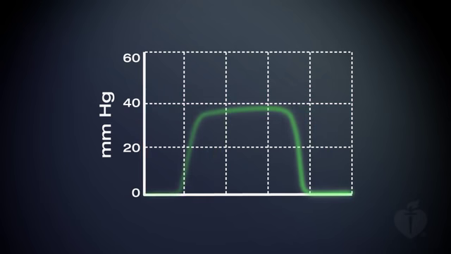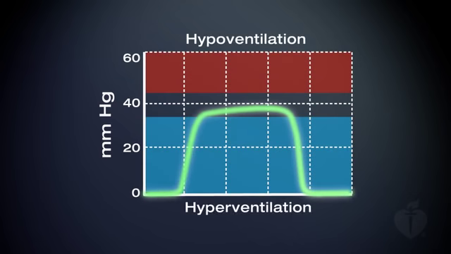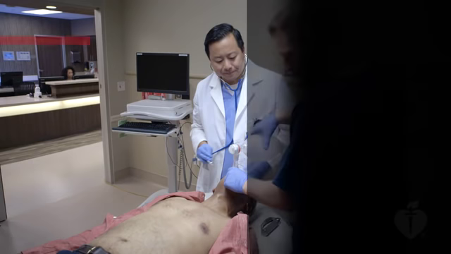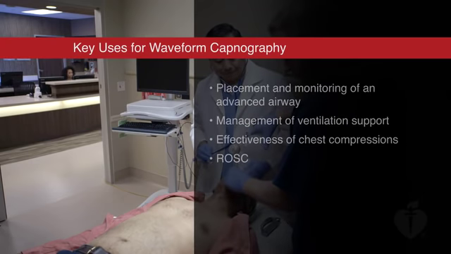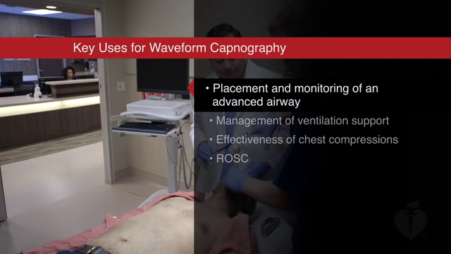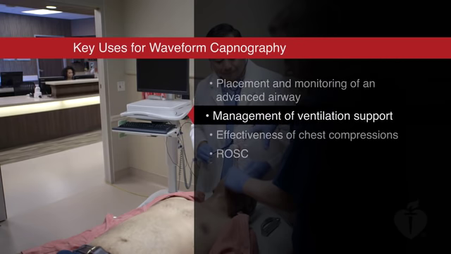For patients with normal perfusion, an end-tidal CO2 reading of less than 35 millimeters of mercury indicates hyperventilation. A reading of more than 45 suggests hypoventilation in the patient with adequate circulation. The key uses for waveform capnography include the placement and monitoring of an advanced airway and the management of ventilation support.